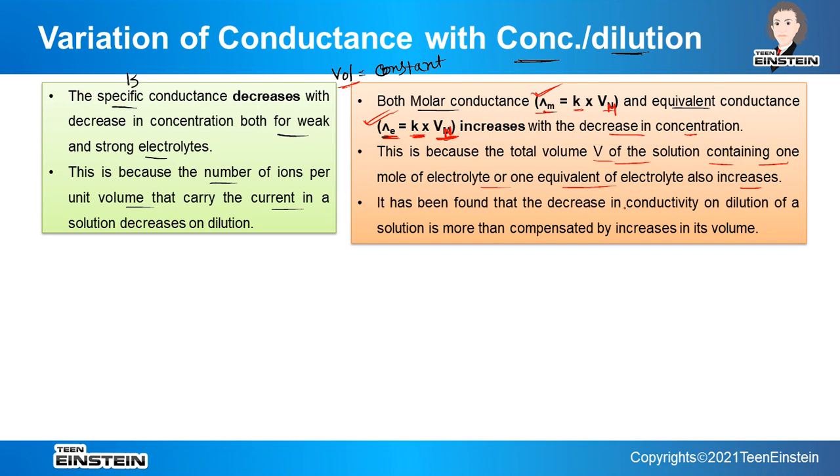But it has been found that the decrease in conductivity on dilution of a solution is more than compensated by the increase in its volume. So here the decrease in the value of kappa with decrease in concentration is overcome by the increase in Vm or Vn. Okay, so that is why ultimately the values of lambda m and lambda e will increase with decrease in concentration. So it is inversely proportional to concentration.